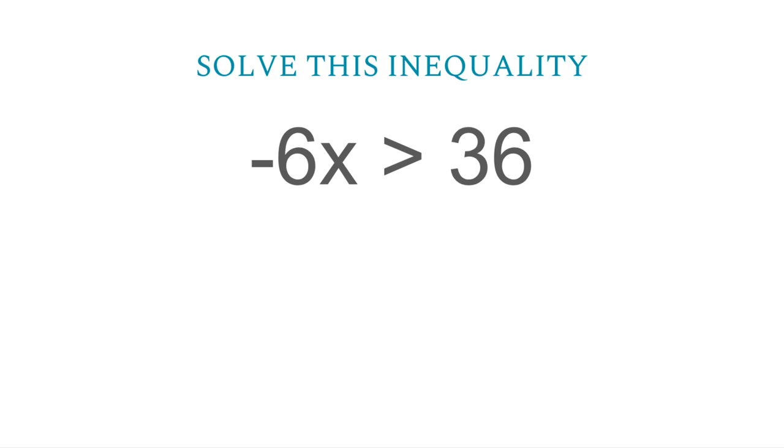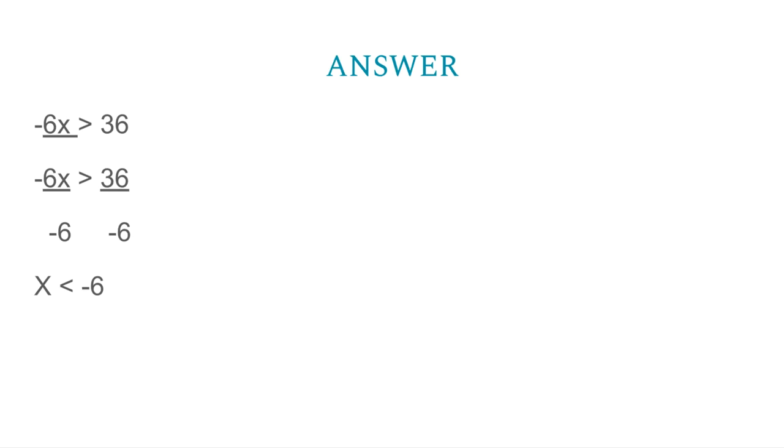The next inequality is negative 6x is greater than 36. This one you will have to divide by a negative number, so make sure you remember to flip the sign or the answer is considered wrong. To complete this problem, you will divide by negative 6. The 6's on the left side will then cancel out, leaving you with x is less than negative 6.